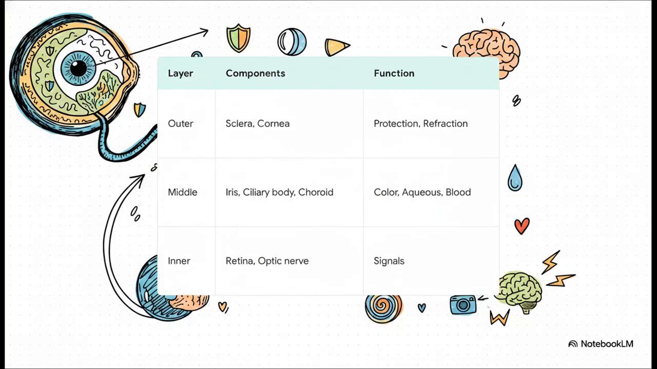Okay, so the eye basically has three main anatomical layers, and if you can remember what each one does, you're golden. The outer layer is your tough, protective casing and the front window. That's the sclera and cornea. Then you've got the middle layer, or the uvea. That's kind of the engine room, right? It's got the iris for color, the ciliary body for fluid production, and the choroid for blood supply. And finally, the inner layer is the sensor and the wiring. You've got the retina catching light with its photoreceptors, and the optic nerve shooting those signals straight to your brain.